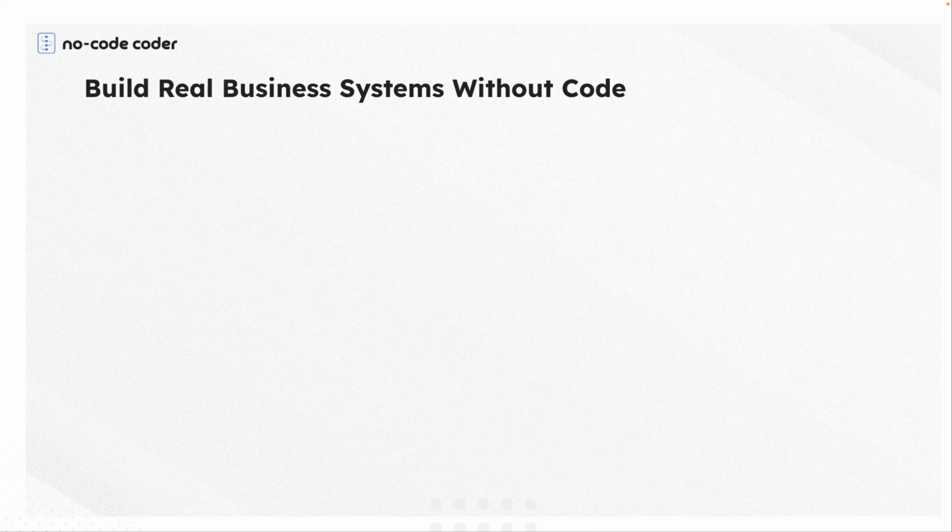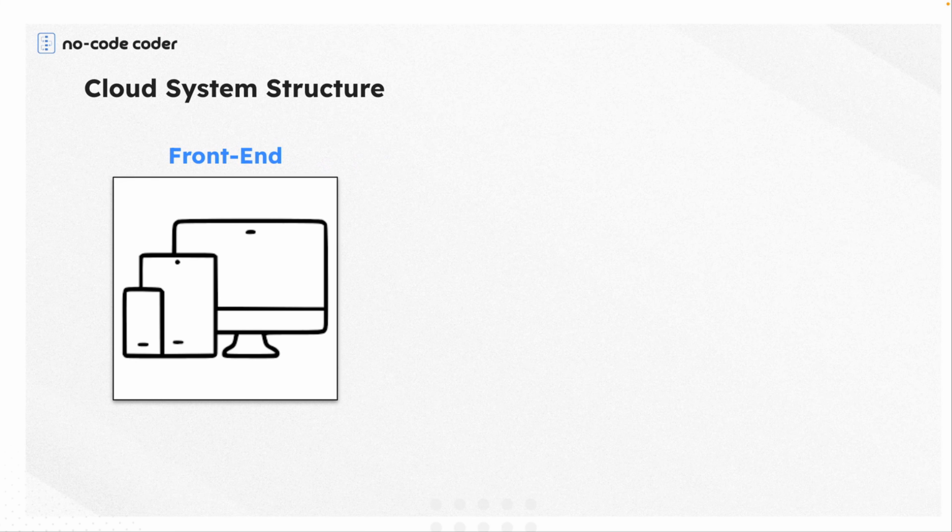So let's start by looking at the structure of a cloud system. And so let's start at the front end, and the front end effectively is the part of the application that is running directly on the end user's device, whether that's a desktop machine, a laptop, a tablet or a mobile phone. Essentially it's what the user sees, it's what the user interacts with. And it could be a web app or it could be a mobile app.